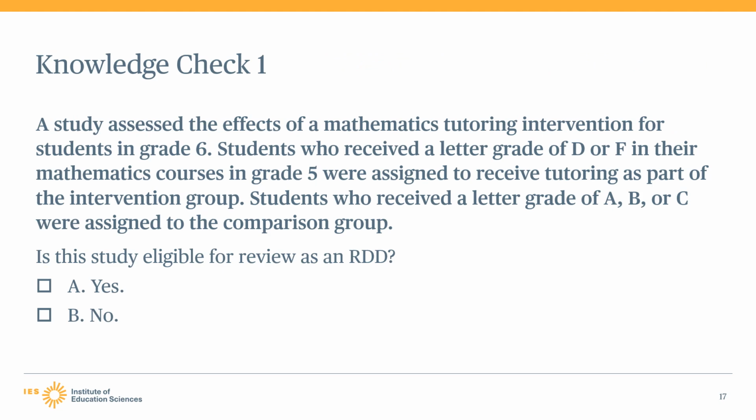Time for your first knowledge check in this module. A study assessed the effects of a mathematics tutoring intervention for students in the 6th grade. Students who receive a letter grade of D or F in their 5th grade mathematics course were assigned to receive tutoring. Students who receive a letter grade of A, B, or C were assigned to the comparison group. Is this study eligible for review as a regression discontinuity design under the Regression Discontinuity Design Standards? Your choices are A, yes, B, no. You may want to pause this video now to think about your answer.